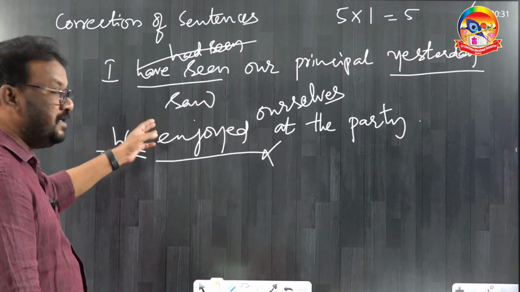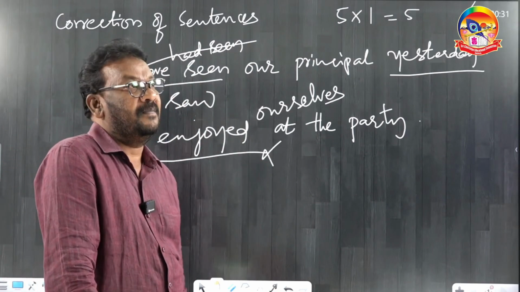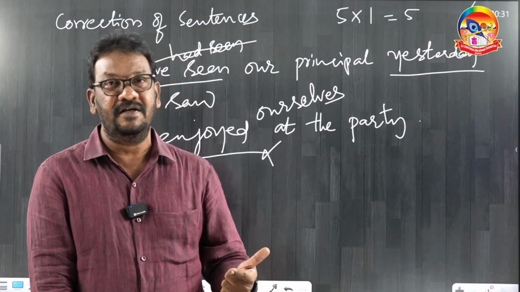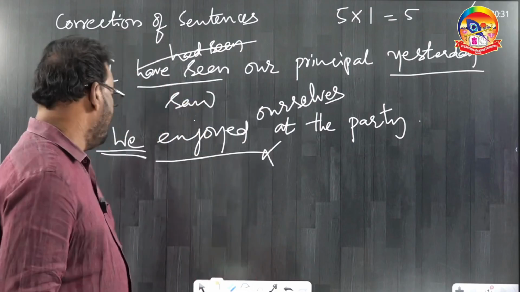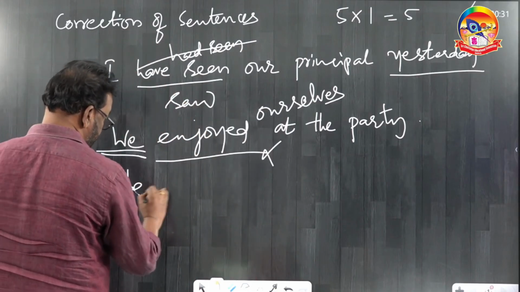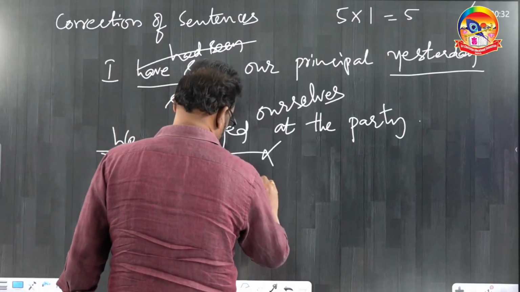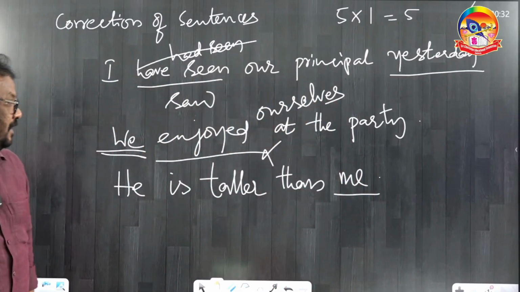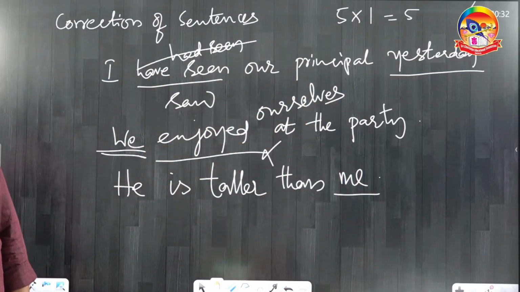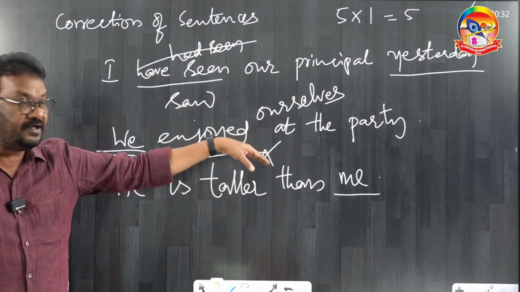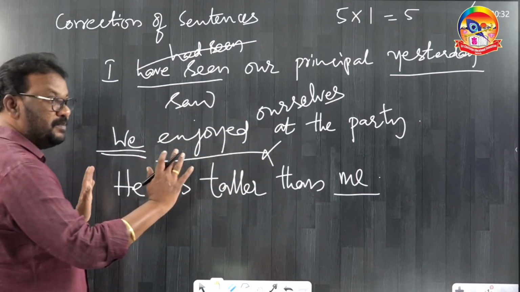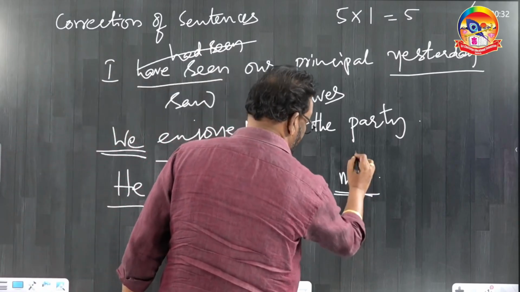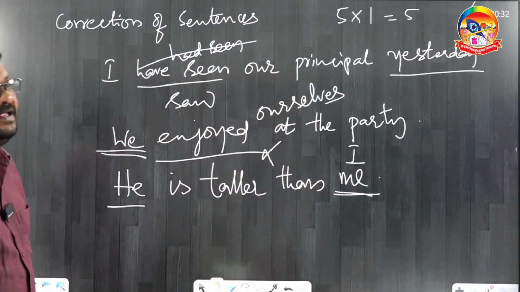And of course, in correction of sentences, you will be given questions in all areas of grammar. For example, you will be given in prepositions even. You will be given in articles, and you will be given even degrees of comparison. For example, he is taller than me. Me is underlined. He is taller than me. Me is wrong. Why? Because it is not right to write the objective form of I. And here comparison is made between two subjects, that is he and I. So your answer must be he is taller than I.